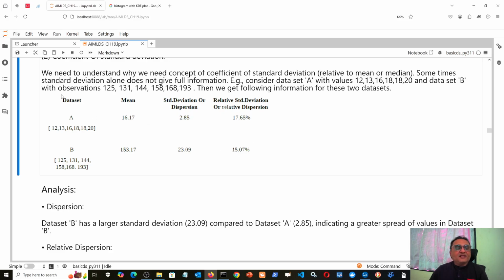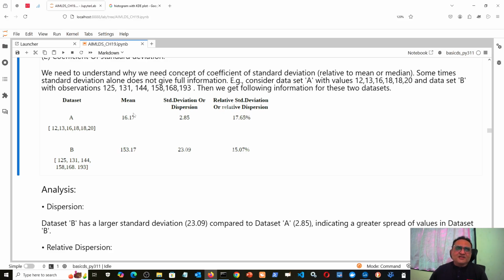For example, let us take two data sets. One is data set A, which has values 12, 13, 16, 18, 18 and 20, and another is data set B, which has values 131, 125, 131, 144, 158, 168 and 193. Both have a total of 6 data points, and it is a simple unidirectional kind of data, everything on the x-axis. I find the mean of the first set and get 16.17, and the mean of the second set is 153.17. So this mean is very large.